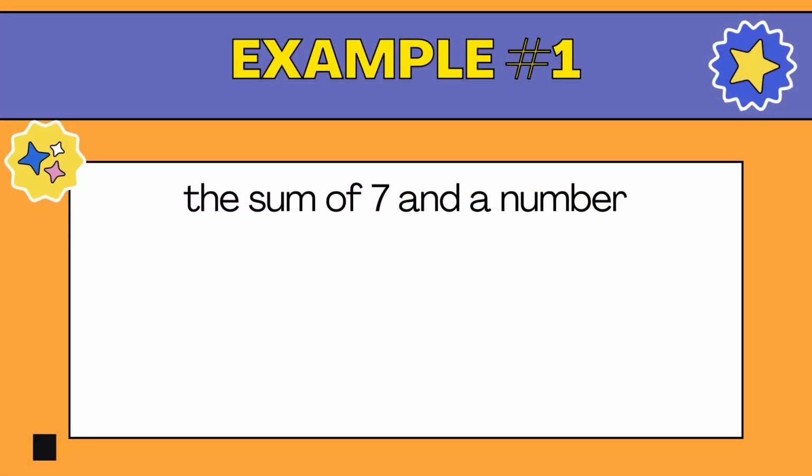Example number 1, the sum of 7 and a number. The key word here that tells us what operation we will use is sum. Then we look to see what are we going to be adding together: 7 and a number. We can write those down to start our expression by writing down a 7 and a variable. Let's use x. Now we just have to know where to put the plus sign. The and in between the 7 and a number is the perfect place for the plus sign. And that's it. There's our first expression. The sum of 7 and a number translates to 7 plus x.